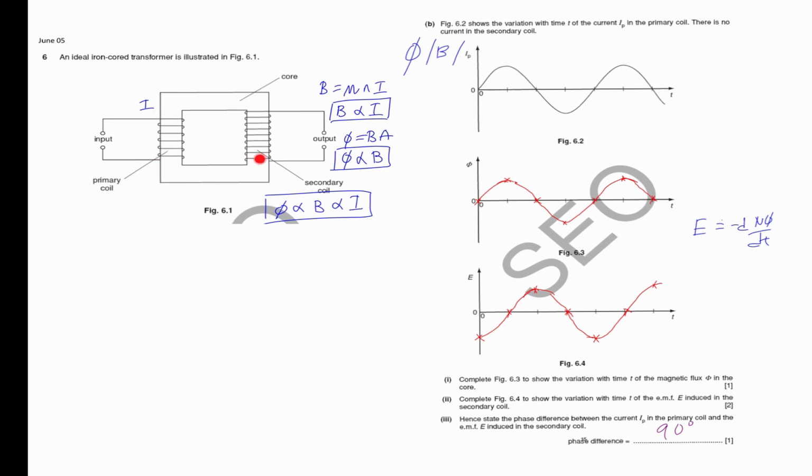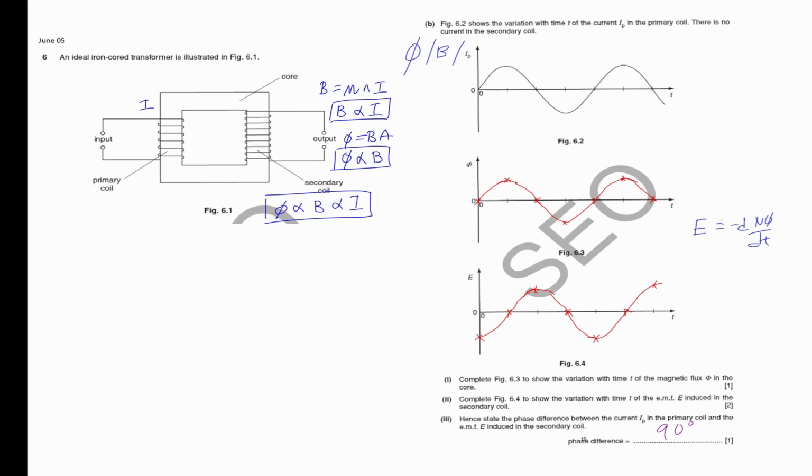So the core's magnetic field actually comes from here. So basically, instead of saying the flux in the core, the flux in the coil is identical, because the flux in the core comes from the coil. But how will the flux in your coil vary if they gave you the current in the coil?